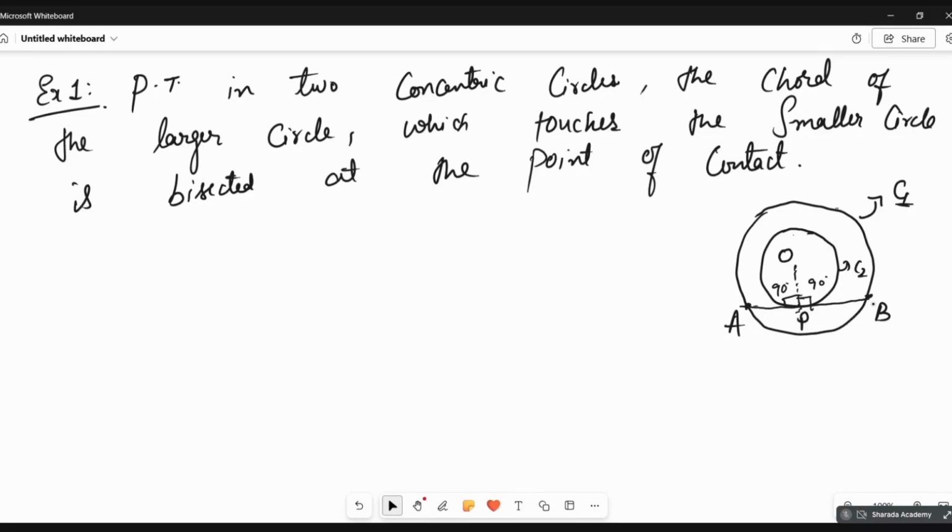Now, in the 9th standard, we had studied that a perpendicular drawn to the chord of the circle will divide the chord into two equal parts. So, we'll use that. A perpendicular drawn from the center of the circle to the chord will divide the chord into two equal parts. So, from that, we can see AP is equal to PB.